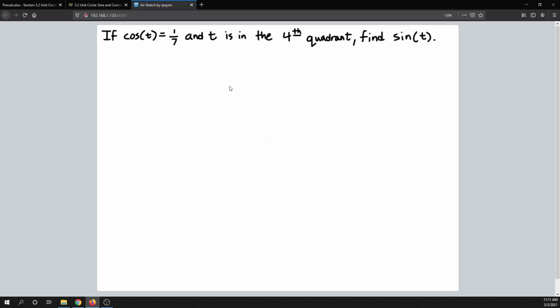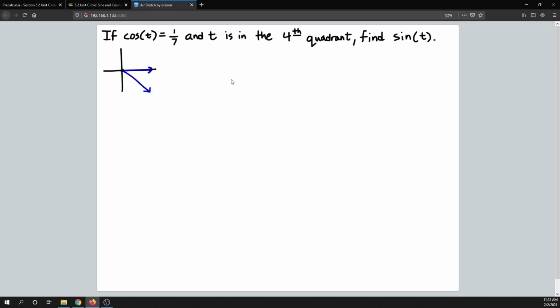let's see, what does it say? It says if the cosine of t equals 1/7 and t is in the 4th quadrant, then we want to find sine of t. So we're given the cosine of t and the quadrant in which the angle is located, and we want to find the value of sine t. So the first thing to do is to draw this angle out, and it doesn't have to be perfect. The angle is going to be in standard position, so the vertex is here, and the initial side is pointing in the positive x direction, and we know that this angle is a 4th quadrant angle. So that means that the terminal side is going to be down here somewhere.